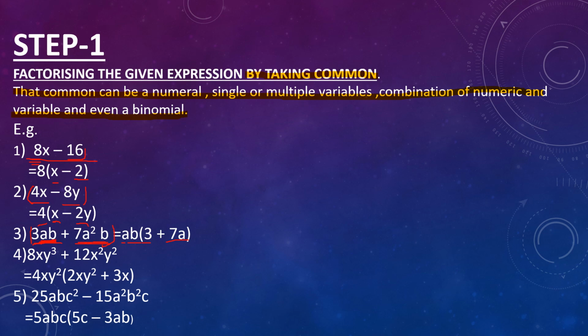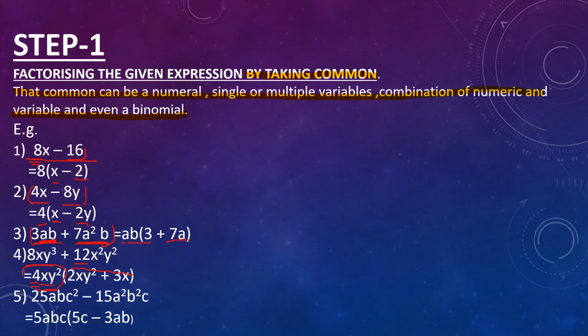Now coming to another one, 8xy cube plus 12x square y. Coming to numerics first, 8 and 12. HCF of 8 and 12 is 4. So we have taken 4 as HCF. Then x and x square with the other term. Which is the least exponent? x. So we have taken x. Then y cube and y square. Which is the least exponent? Power 2. So y square common. So overall you have got 4xy square as common.